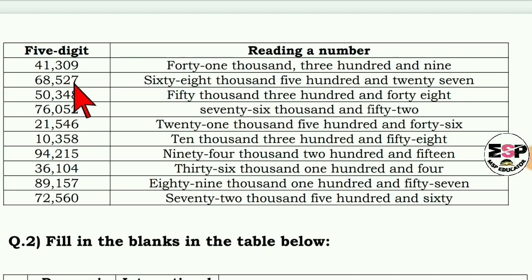68527. 68,527. You are going to read the 1,000 places together, again the tens place and unit place together. Yes? 50348. It will be 50,348. 76052. 76,052. Because here the 100 place is not given to you, that's why 76,052. Yes, while writing and reading the number you have to leave the 100 place because there is 0. 21546.